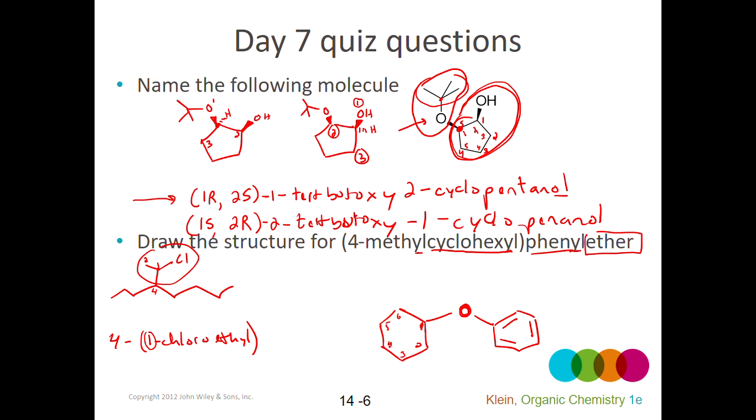But carbon 4 then would have a methyl group. And I can show that with a solid wedge or a dash wedge, since it's not a chiral center. If I can just flip the structure over or rotate it, it would be the same molecule either way. But that's on carbon 4 of the cyclohexyl substituent. So that would be the structure for that name.